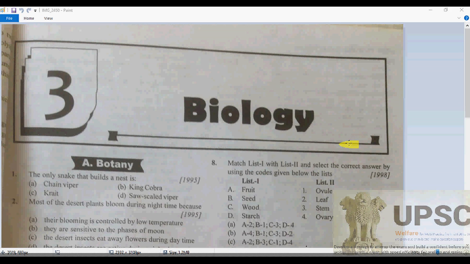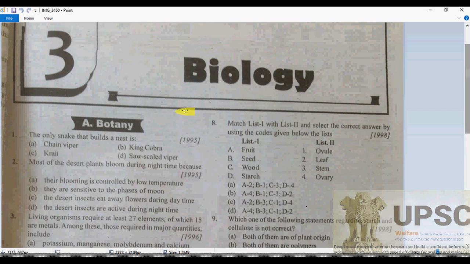So, I will discuss all the questions asked by the UPSC from biology chapters. So what is biology? As we know, the study of living organisms is called biology, which we generally categorize into two types: botany and zoology. Botany is the study of plant life, and zoology is the study of animal life. Firstly, we will go through the botany questions in sequence, and then we will go for the zoology questions.